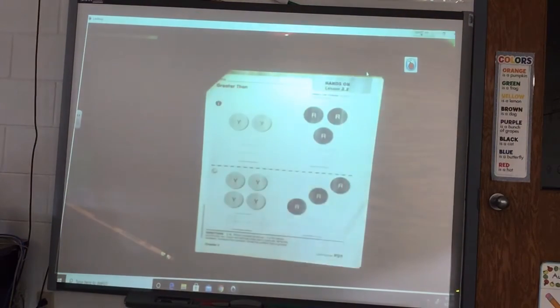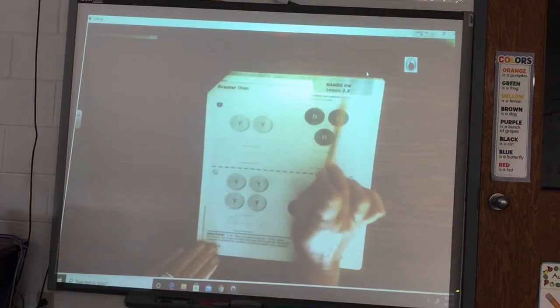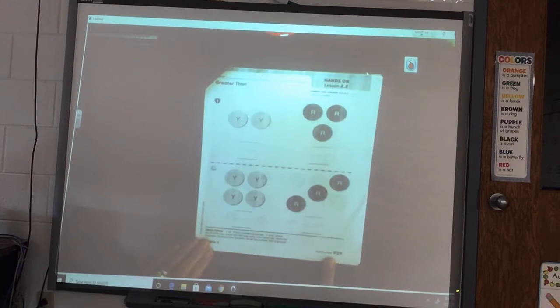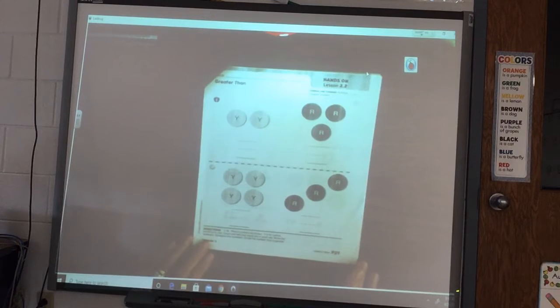For some math. If you have your paper out like mine, up at the top has a 2.2. Down at the bottom, there's a P 29. We're gonna look at a couple of problems and then I'm gonna post a game that you can play.